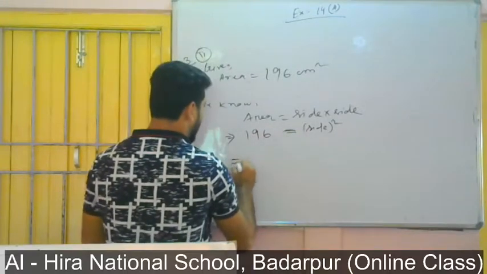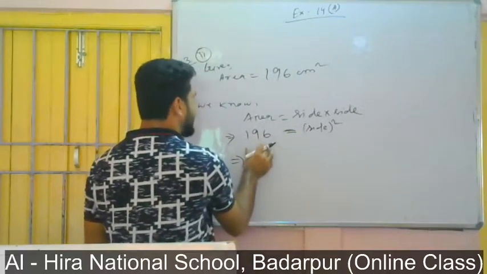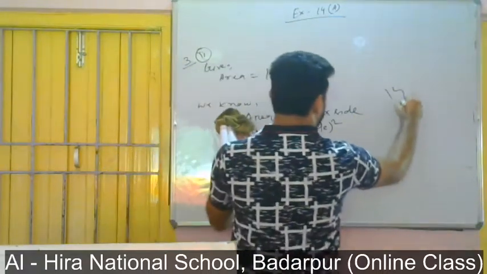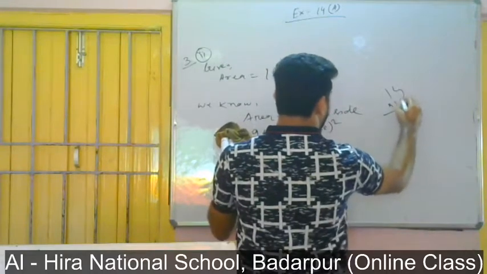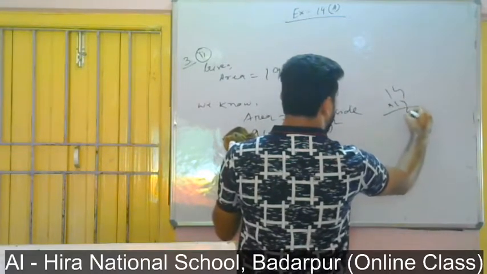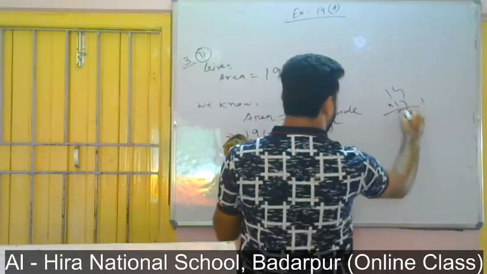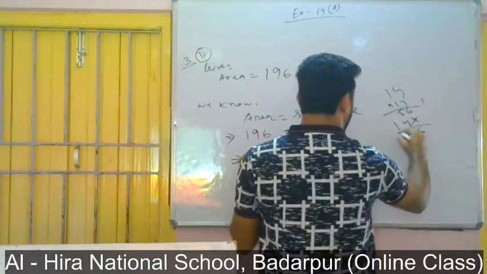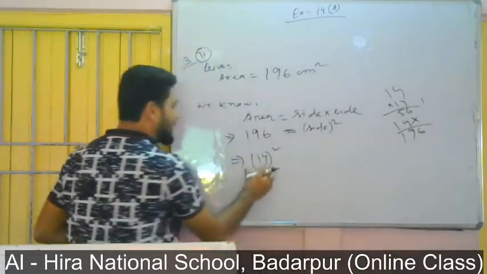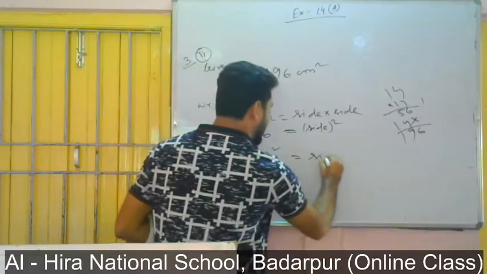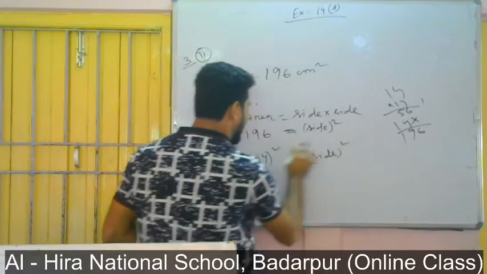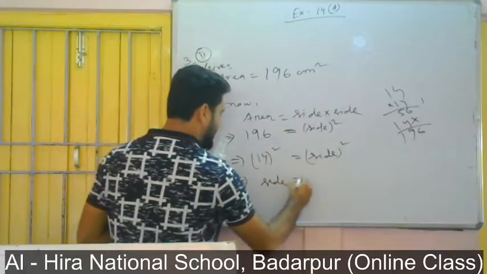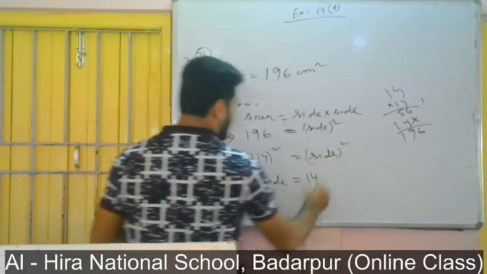Okay, then in place of 196 I can write what? 14 square, because if you multiply 14 by 14, then you will get what? 4 4s are 16, and 1 4 is 4, plus 1 is 5, then 14 ones are 14, 6 5 4, 9, 1, 196. So I can write 14 square. Here I can write side square. So from both, square will be cancelled, so I can write side equals to 14 centimeter.